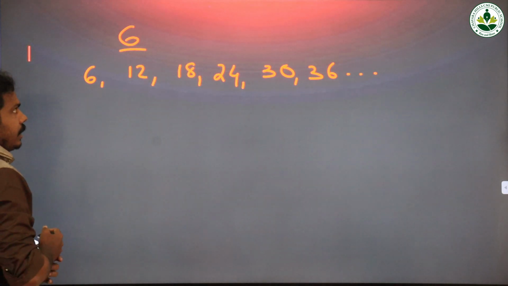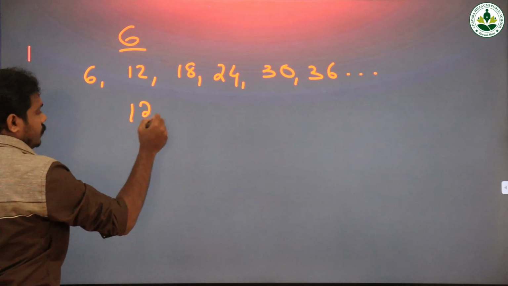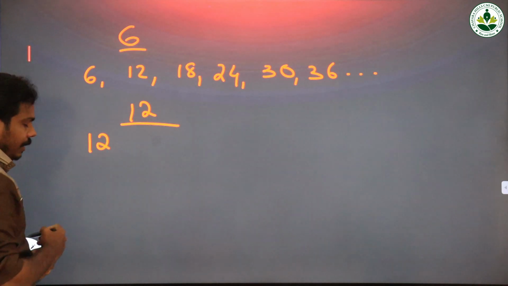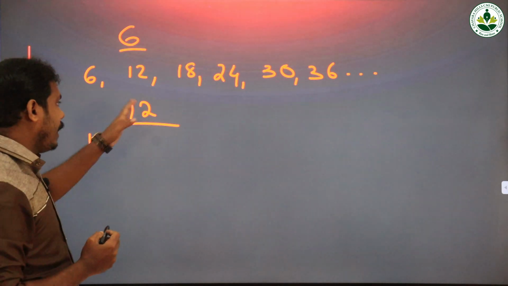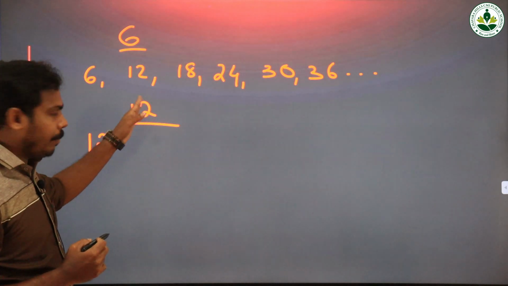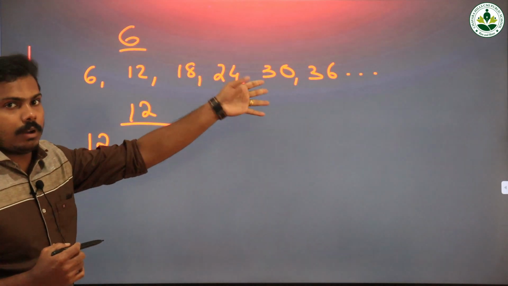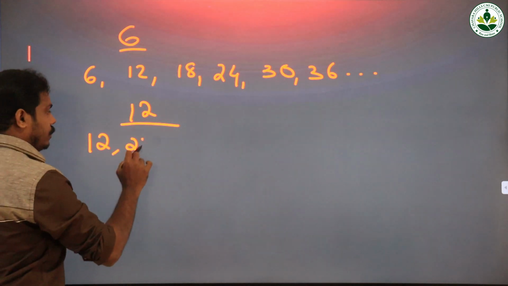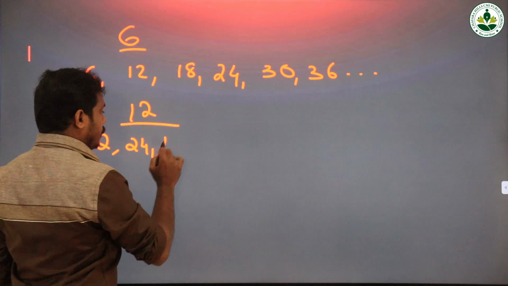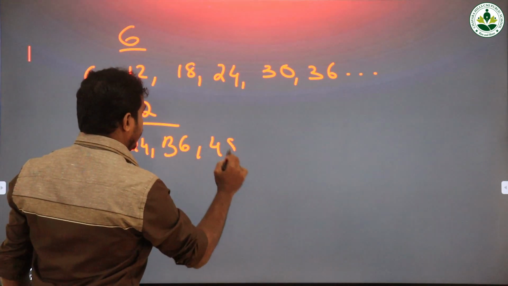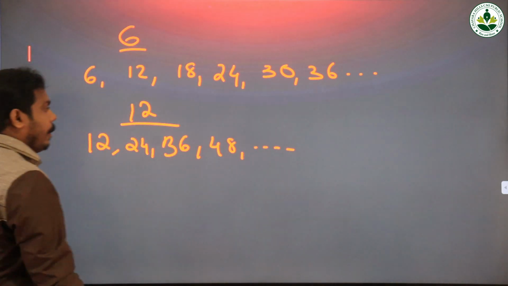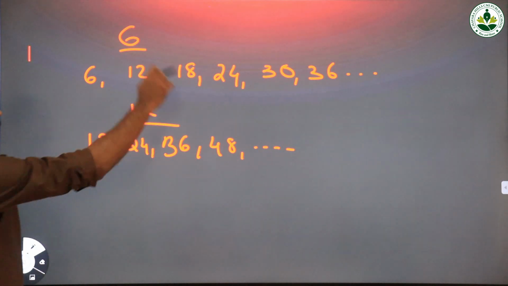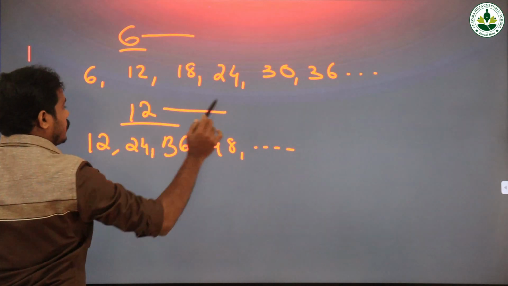Now the multiples of 12. Which are the multiples of 12? 12 into 1 is 12. How will you get the multiples? Multiply the number with 1, 2, 3, 4, etc. 12 ones are 12, 12 twos are 24, 12 threes are 36, then 48, etc. are the multiples of 12. First we write the multiples of 6, then we write the multiples of 12.